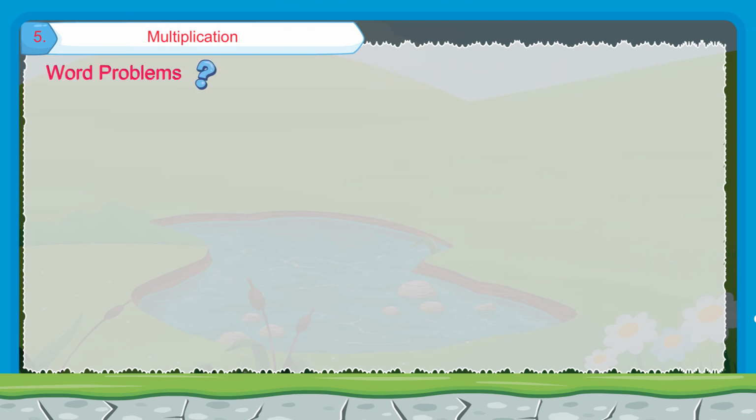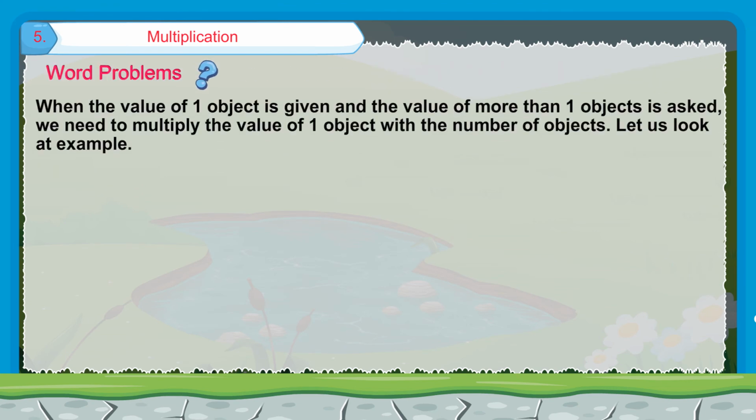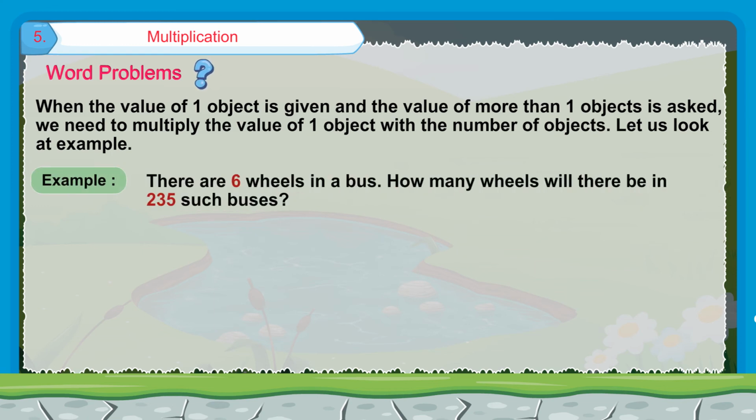Word problem. When the value of one object is given and the value of more than one object is asked, we need to multiply the value of one object with the number of objects. Let us look at an example. There are 6 wheels in a bus. How many wheels will be there in 235 such buses?